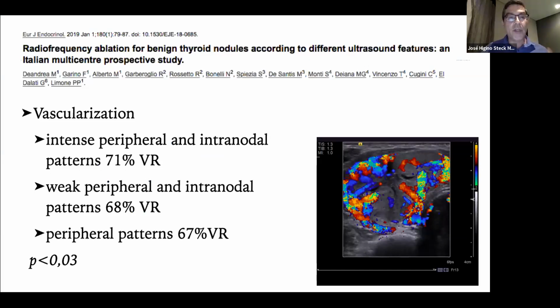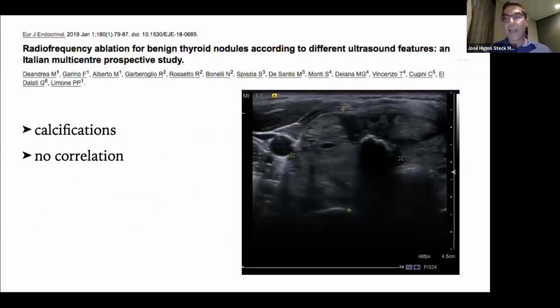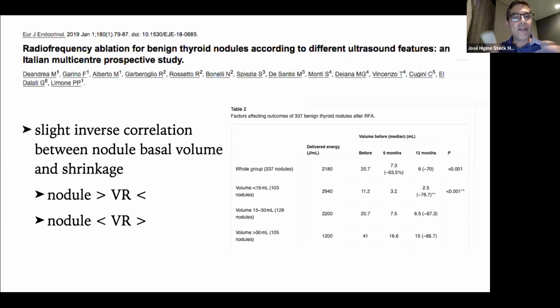Vascularization is important too. If you have intense peripheral and intranodal patterns of vascularization like this one, you can achieve more volume reduction than with lesser patterns of vascularization. Calcification like this did not correlate with the volume reduction, but the volume of the nodule itself has a slight inverse correlation with the shrinkage of the nodule. So greater nodules have a lower reduction rate, the volume reduction ratio, than smaller nodules.